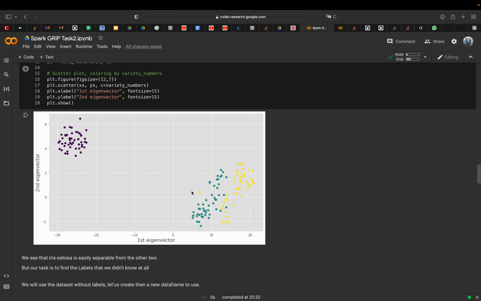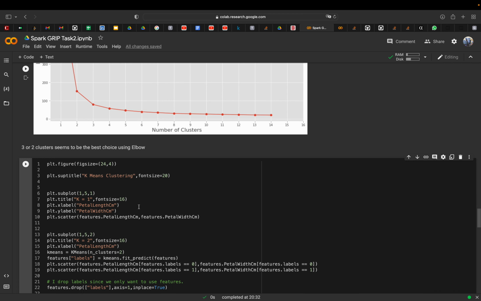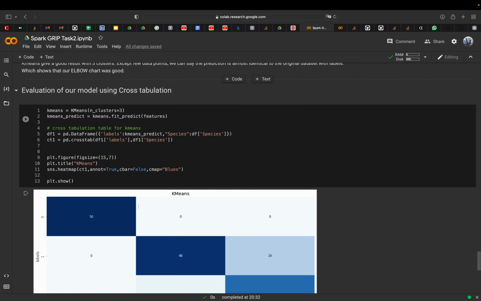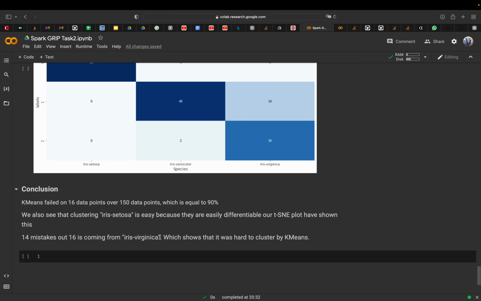So clustering iris setosa is easy, and our t-SNE shows us. If I come back here to the t-SNE plot, we see that iris setosa is alone here. So our k-means model predicts the iris setosa species easily. The 14 mistakes out of 16 come from iris virginica, which shows that it is hard to cluster them, and our visualization using t-SNE shows that there is a mix somewhere between virginica and versicolor. So that's the result that our model gives.